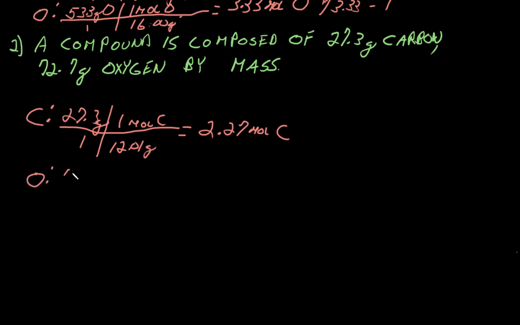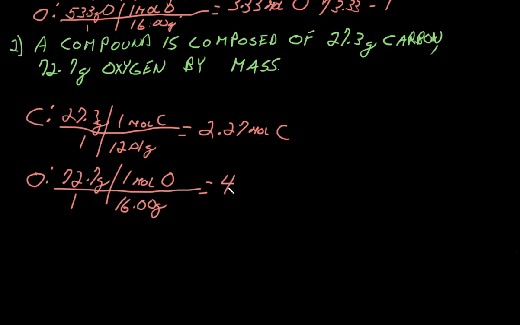Let's go ahead and look at oxygen. Oxygen, we have 72.7 grams. And we know 1 mole of oxygen is going to be 16.00 grams. Go ahead and do the math here, and 72.7 divided by 16 is going to be 4.45 moles of oxygen. Again, we want to find the smallest number of moles, which is going to be 2.27.